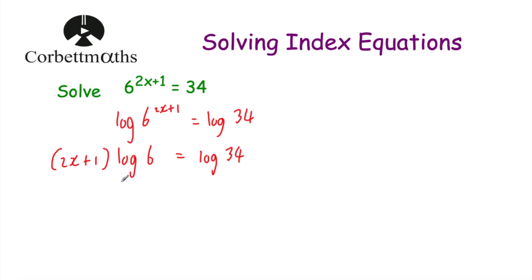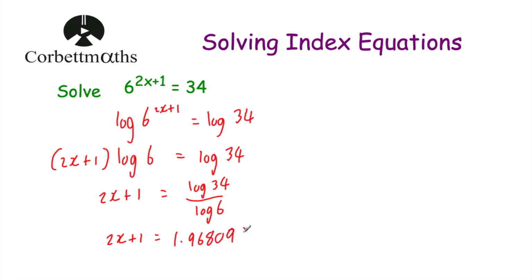I personally, if I was solving this equation, would just divide both sides by log 6 at this point, because if I divide both sides by log 6, on the left hand side I'd just be left with 2x plus 1, and on the right hand side I'd have the log 34 divided by the log of 6. So we could expand our brackets, but instead I've just divided both sides by log 6. Then on the left hand side we'd still have 2x plus 1, and on the right hand side I'm going to work out the log of 34 divided by the log of 6, and that's equal to 1.968099282. So we've worked out what this is.